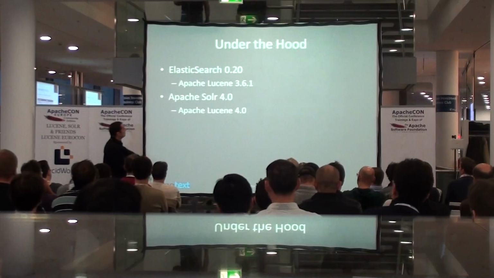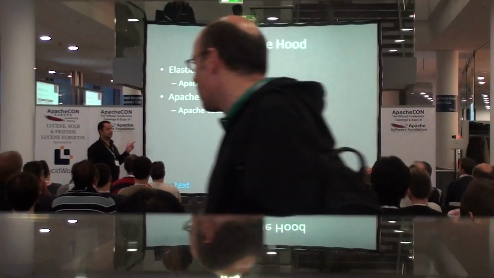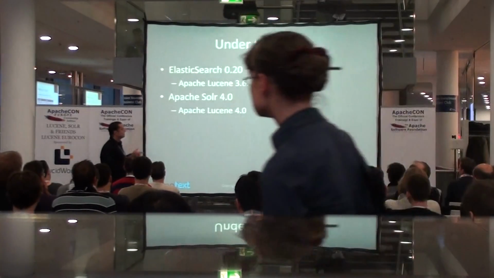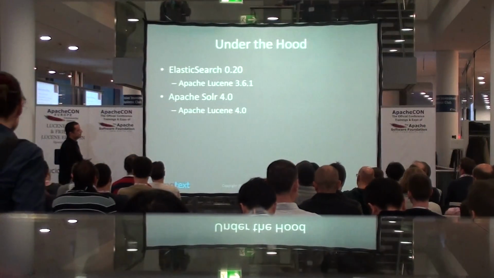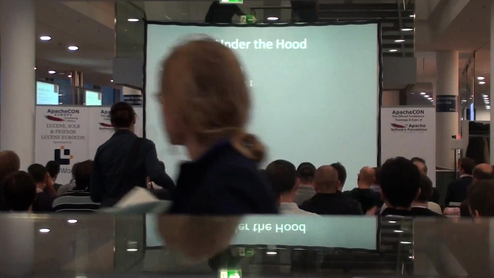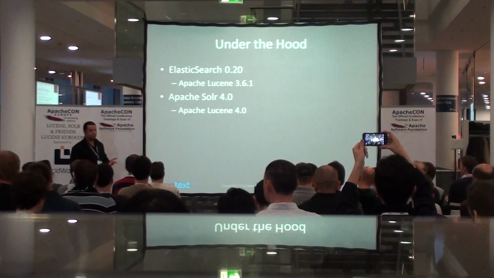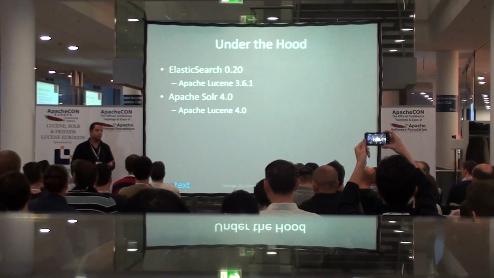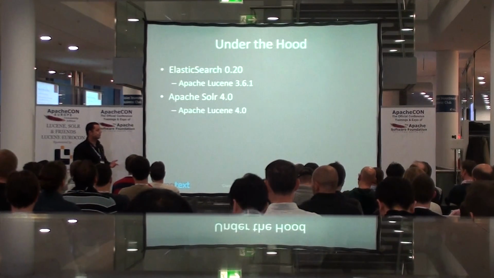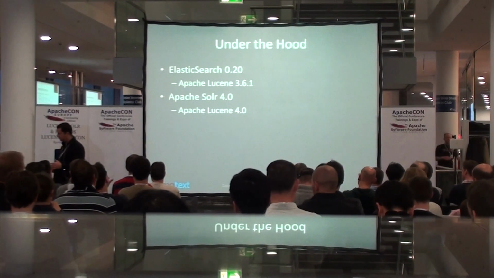In Elasticsearch, we have Apache Lucene 3.6.1, which was stable when Elasticsearch was developed. The newer Elasticsearch versions will hopefully be based on Lucene 4.0. In Apache Solr 4.0, we all know we have Lucene 4.0 with all the goodies, all the codecs and stuff you probably heard about till now, SolrCloud and stuff like that.